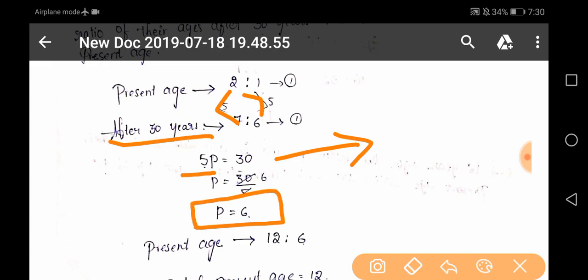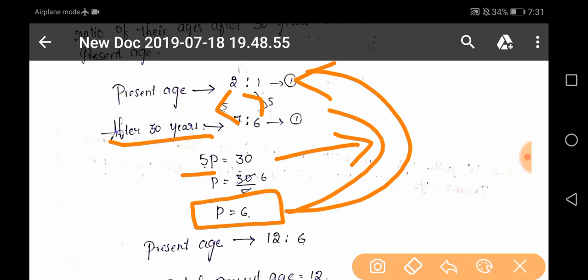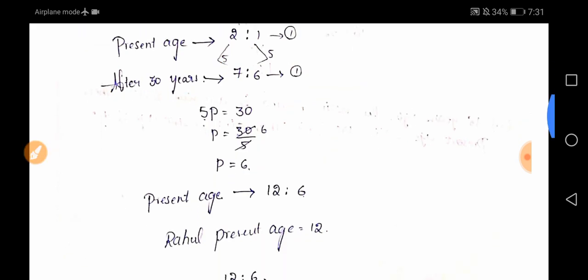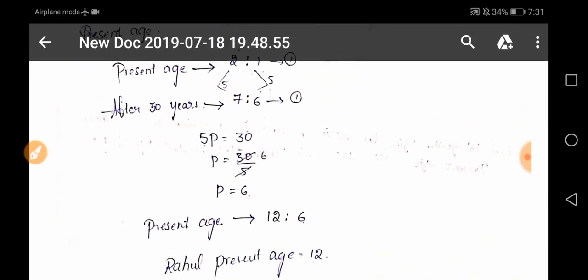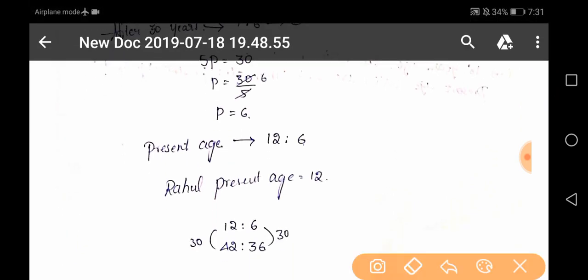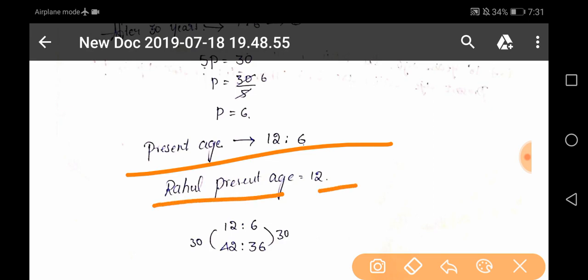See here, the same difference is 5. So 5 parts is 30, since they gave after 30 years, and 1 part becomes 30 by 5, which is 6. Just multiply 6 to both the ratios. 6 2s are 12 and 6 1s are 6. They are asking for Rahul's present age. What is Rahul's present age? It is 12, right?